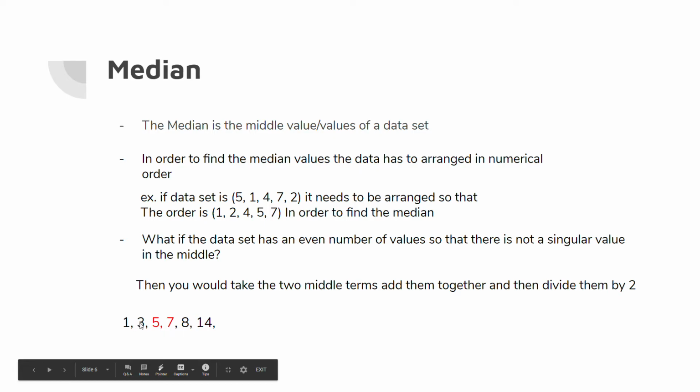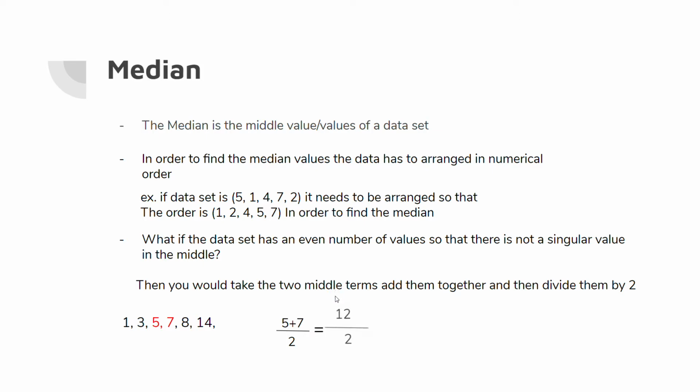Okay, we have this data set here. 6 numbers, right? It has 1, 3, 5, 7, 8, and 14. Oh good, look, it's already arranged in numerical order for us, so we don't have to do that. So the two middle numbers here in red are 5 and 7. Let's add them together like they told us to. 5 plus 7 divided by 2.